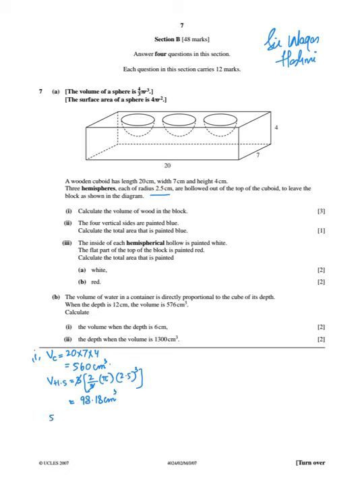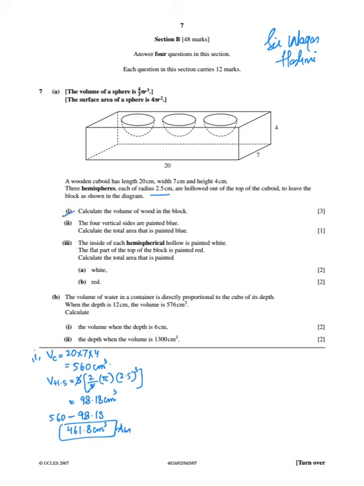So you need to find out the volume of the block only. So that will be 560, the volume of the cuboid, minus the volume of those hemispheres. So that will be equal to 461.8 centimeter cube, and that is your first part answer.